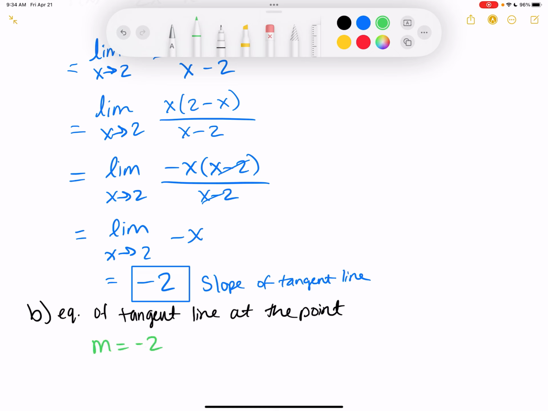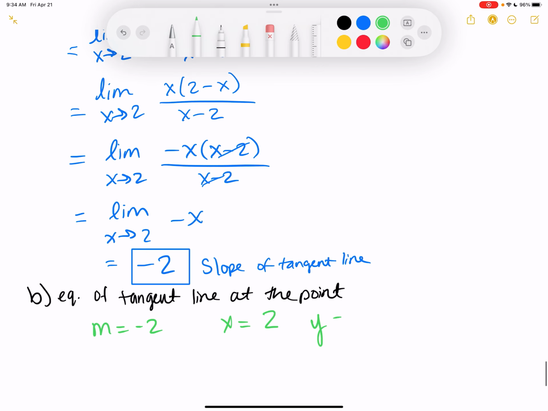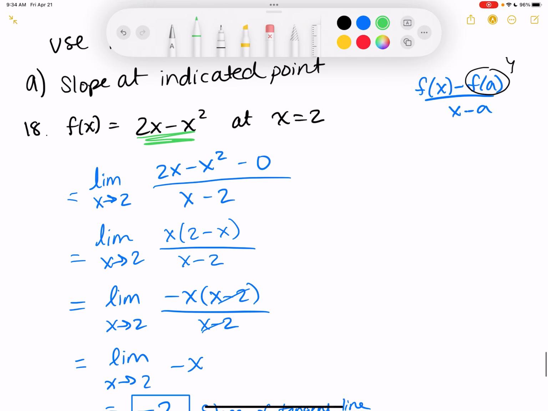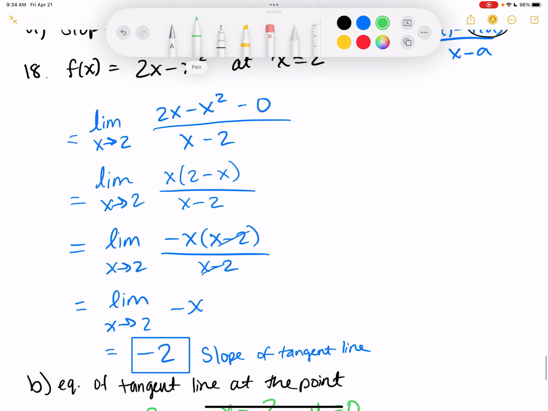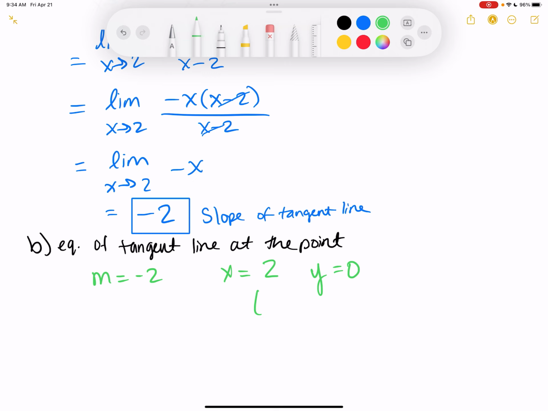So my point is, well, let's do this. Slope is negative 2. X was given to us to be 2. So y was 0 by plugging it in to our original f of x. And that ended up being 0. We already found that. Okay, so I have the point 2, 0, and the slope of negative 2. So does anybody remember what the equation of point slope form generically is?